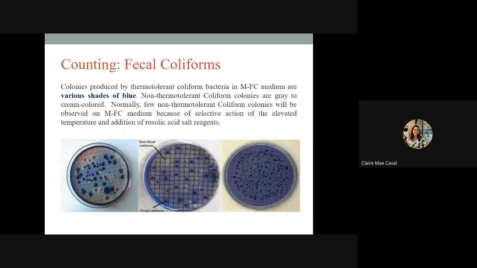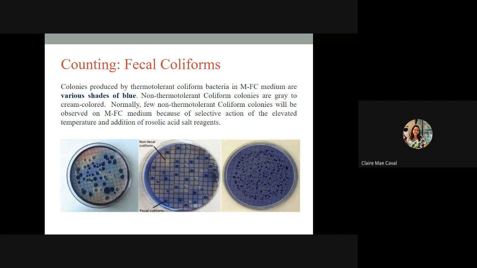Of course, after incubation, what we count on the FC medium are the various shades of blue colonies. The gray to cream colored ones are said to be non-coliform or non-fecal coliform colonies, do not count them. So again, we count only the various shades of blue colonies because we only count fecal coliforms. Okay? How do you count? You just count every single colony. Once it is already hard to count, like very many or too numerous to count, that's the time you report it as greater than 200 colony forming units per 100 ml.